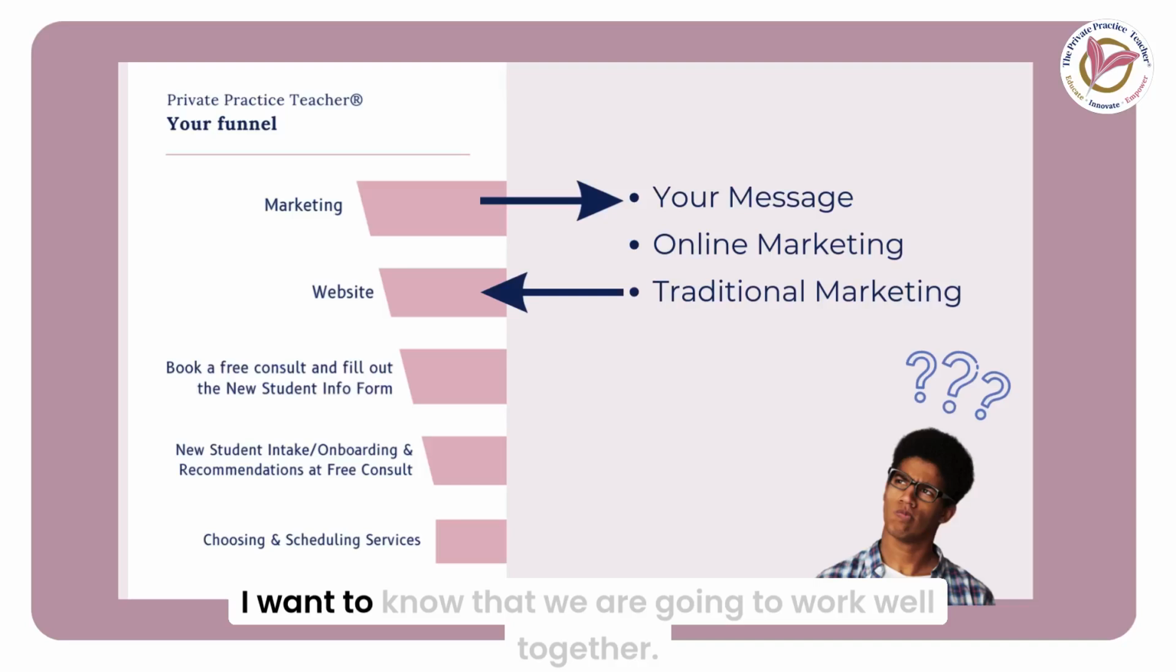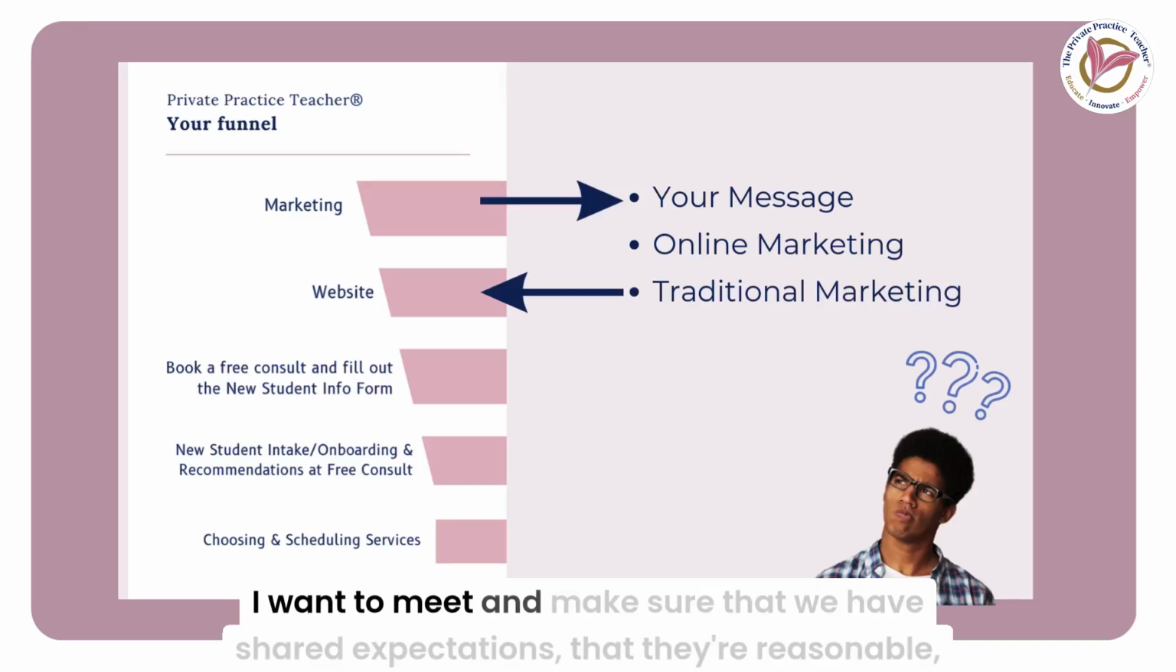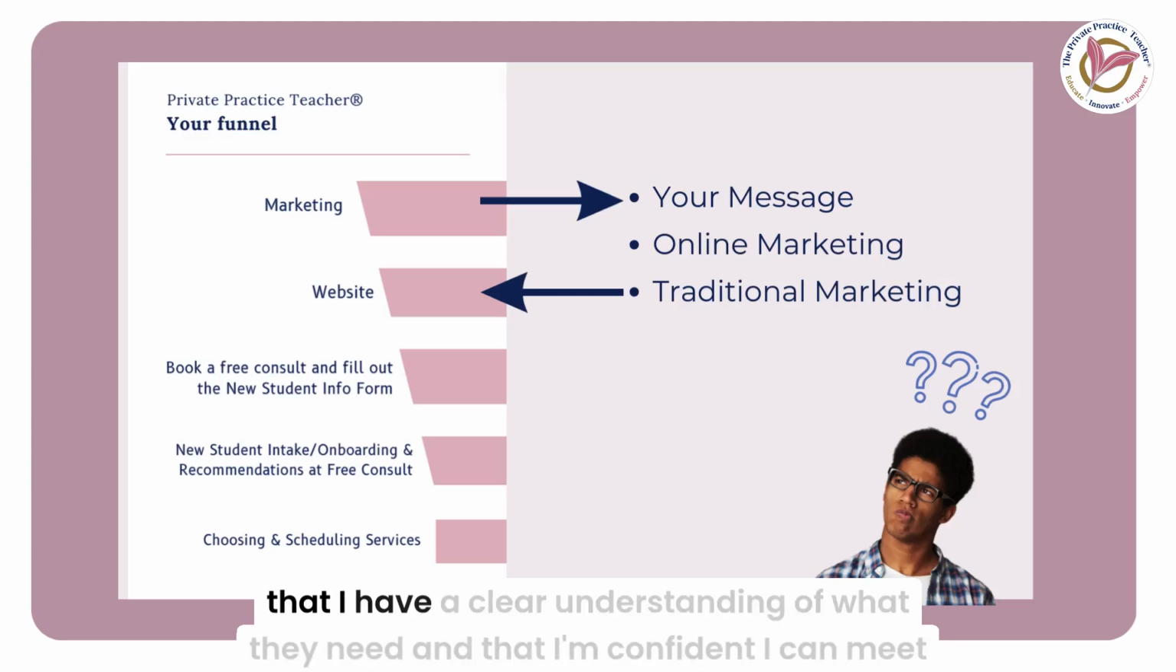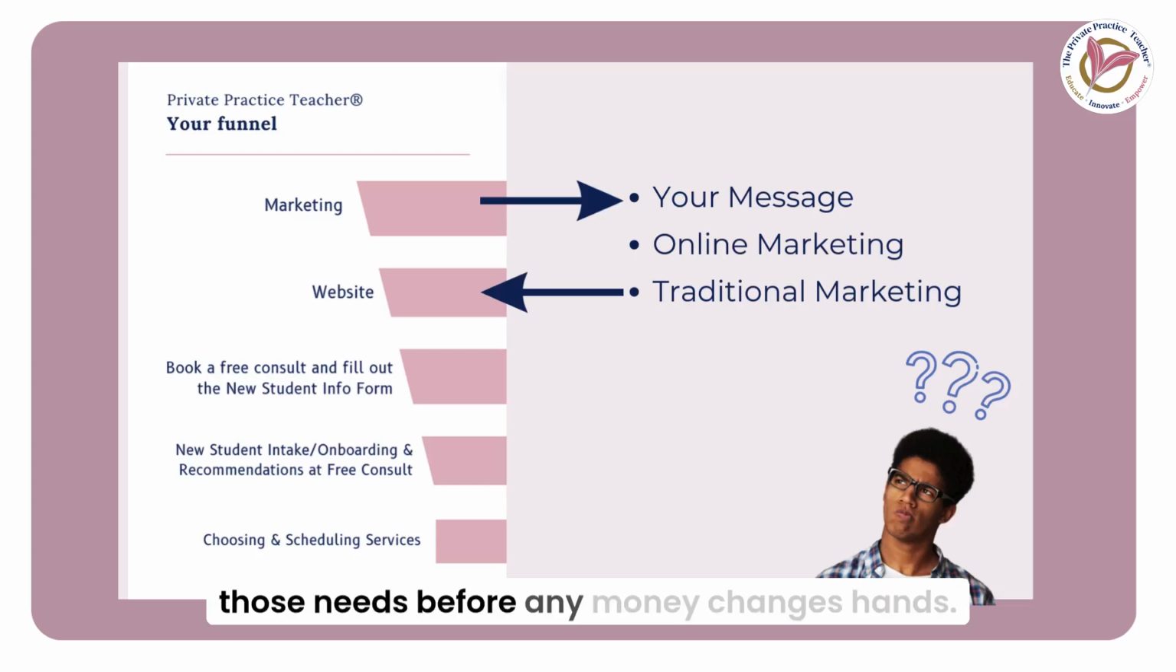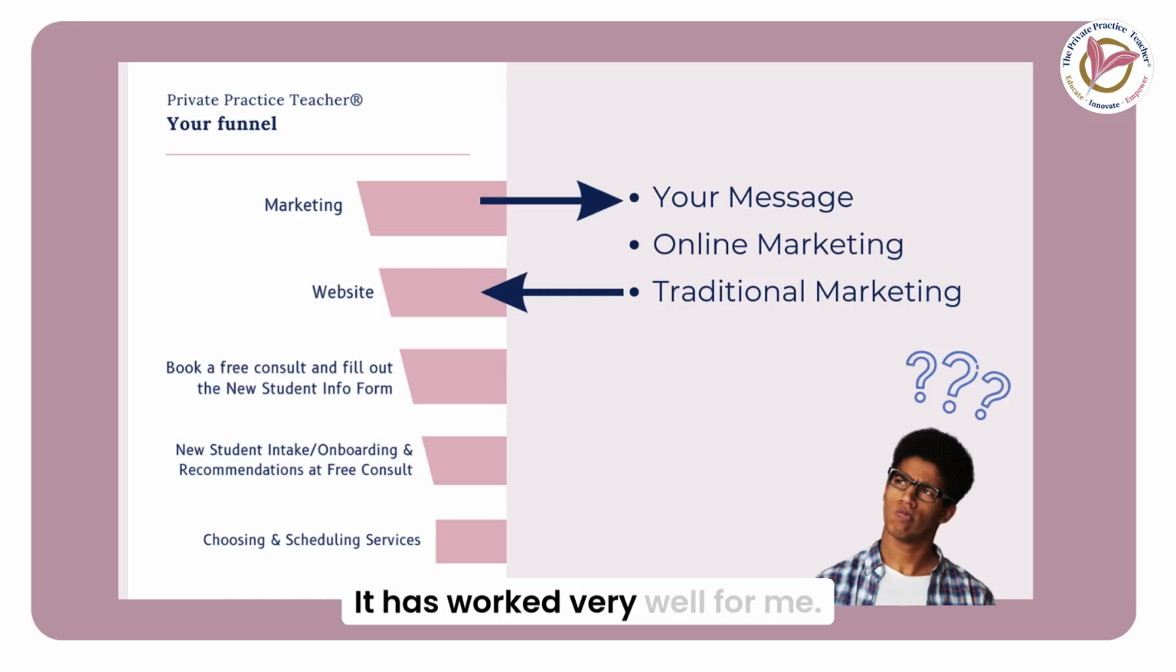I want to know that we are going to work well together. I want to meet and make sure that we have shared expectations, that they're reasonable, that I have a clear understanding of what they need, and that I'm confident I can meet those needs before any money changes hands. I function this way in both of my businesses. It has worked very well for me.